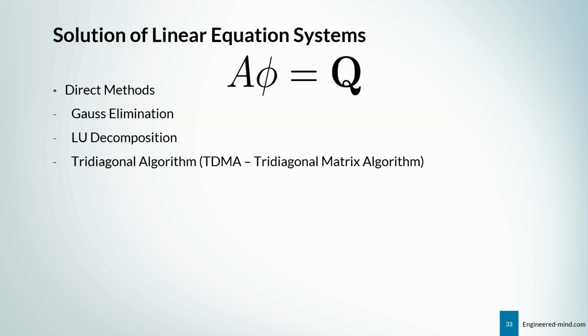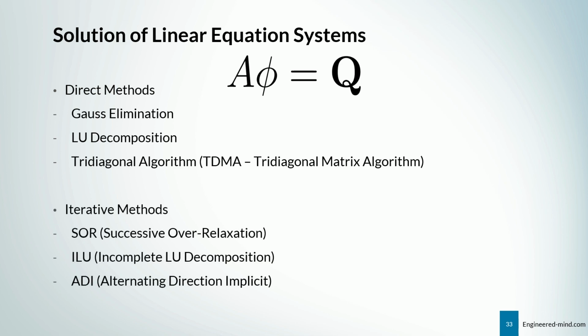Here we have the equation again, and we can solve this by using either direct methods or iterative methods. As for the direct methods, we can use something like Gauss elimination or LU decomposition, or the tri-diagonal algorithm, also known as TDMA, which stands for tri-diagonal matrix algorithm. And as I mentioned, the second type would be iterative methods, where we have something like SOR, which stands for successive over-relaxation, ILU, incomplete LU decomposition, or ADI, also known as alternating direction implicit.